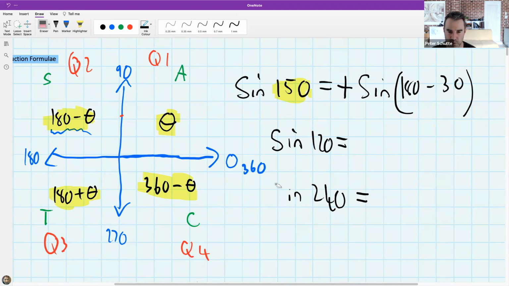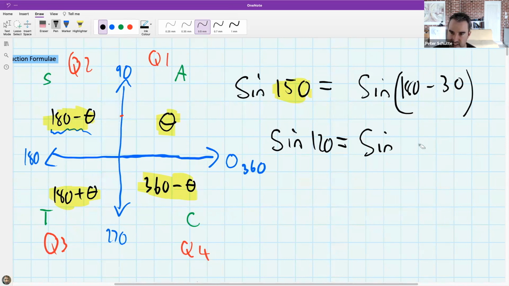Actually, let me just go sine of 120 for now. Let's just stay with that. Let's just do the sine of 120. So I'm actually going to leave the plus signs out for now. All I'm going to do is say this is the same as the sine of 180 minus 60.